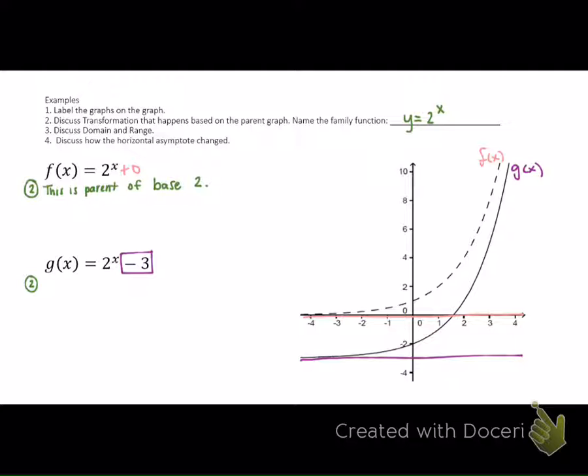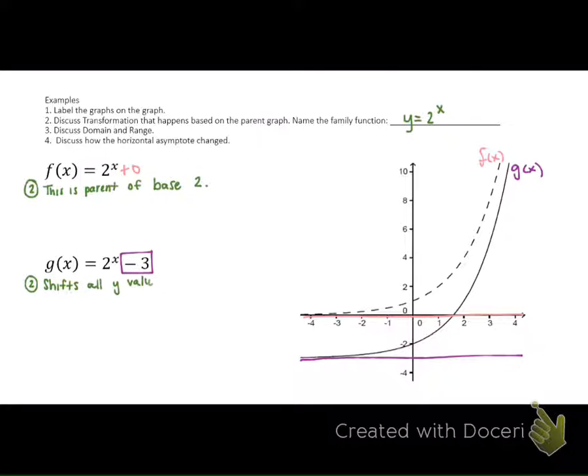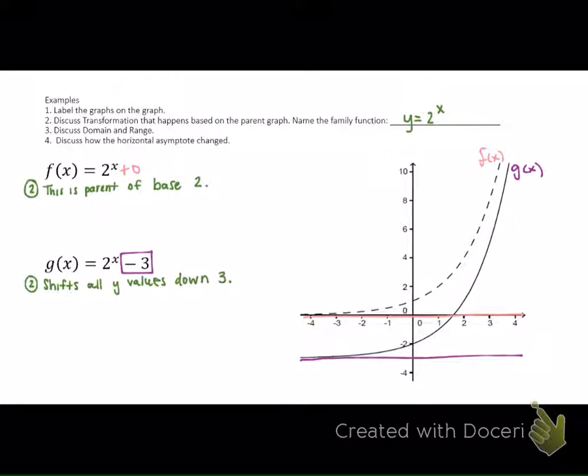So this is saying it shifts all y values down 3. That's the transformation that occurs. So number 3 says discuss the domain and range.